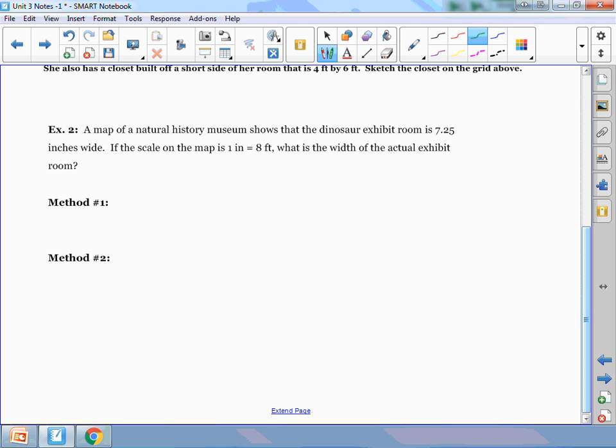All right, so what did you come up with? How wide is the real room? Jack? 58 feet, I agree. How'd you come up with that answer, Jack? I multiplied 7.25, as in the 7.25 inches on the map, times the 8, and I got 58. Since it equals 8 feet, then I got feet.